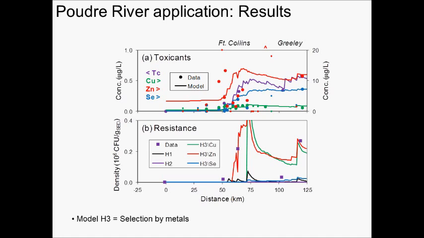Okay, even if I max out the input from the wastewater treatment plants, I cannot make the model reproduce the observed resistance. However, with copper and zinc toxicity, I can calibrate the model so that it predicts levels of resistance consistent with what we observe. And the general pattern is somewhat consistent as well. We have an increase at Fort Collins, a decrease in between, and then another increase at Greeley.